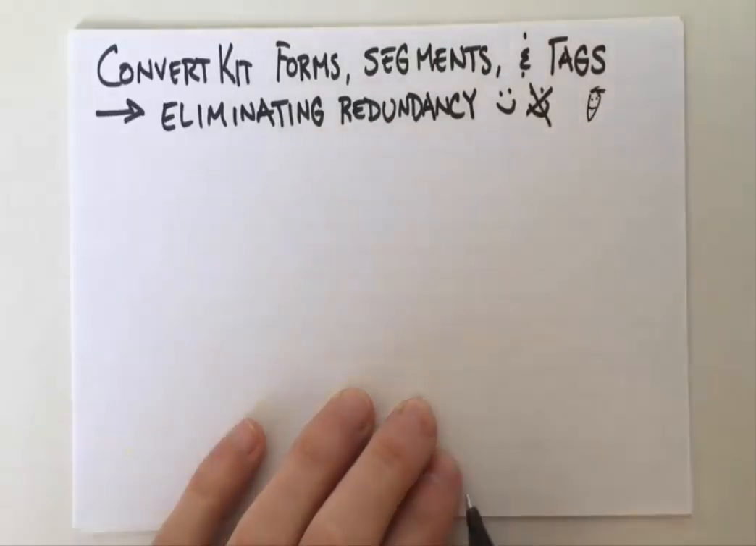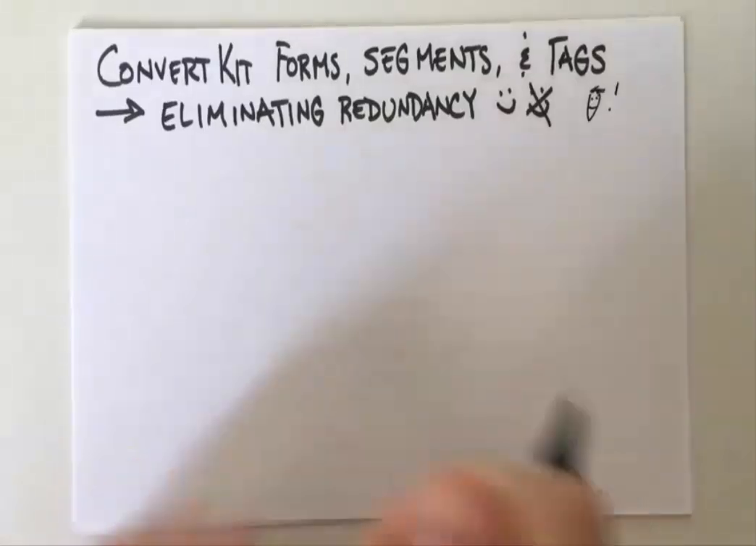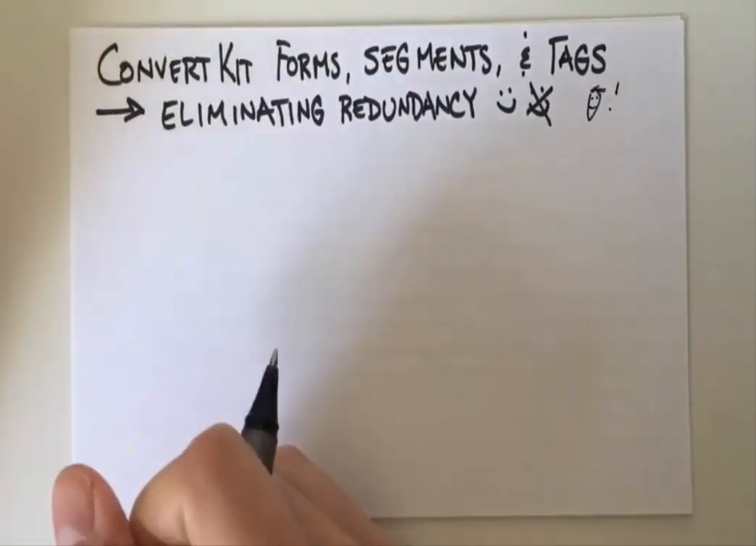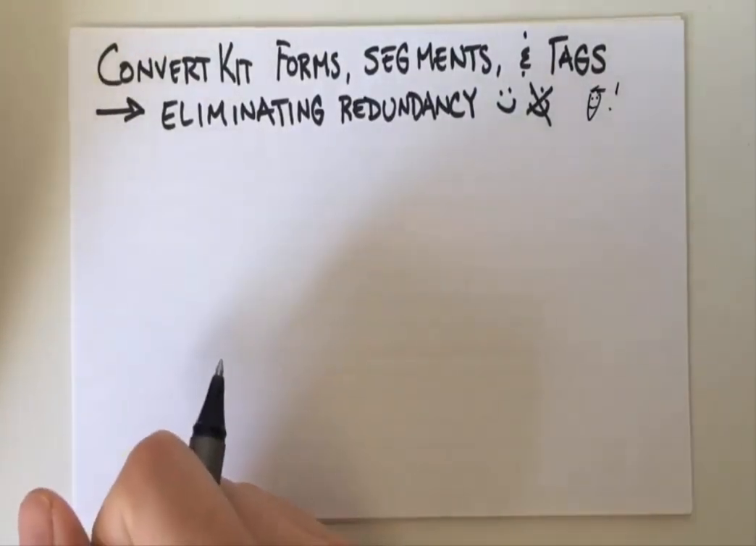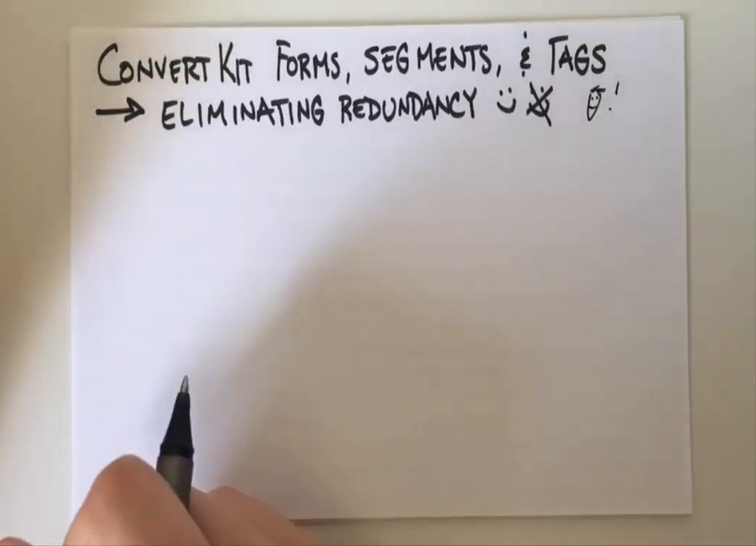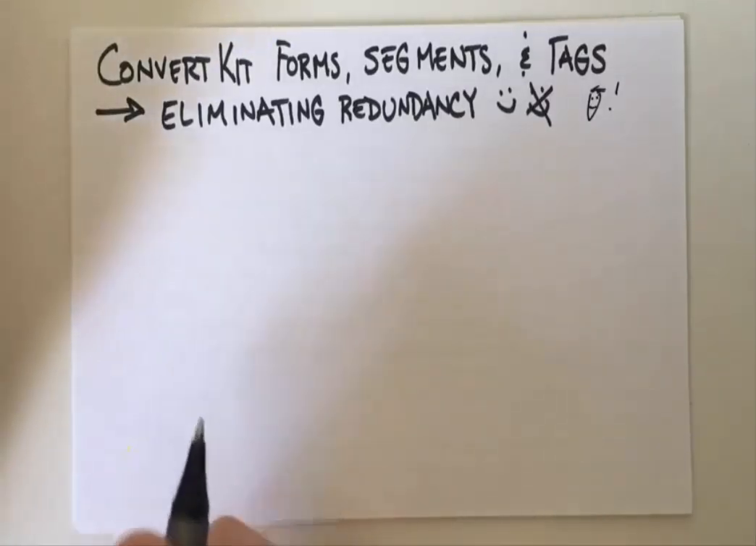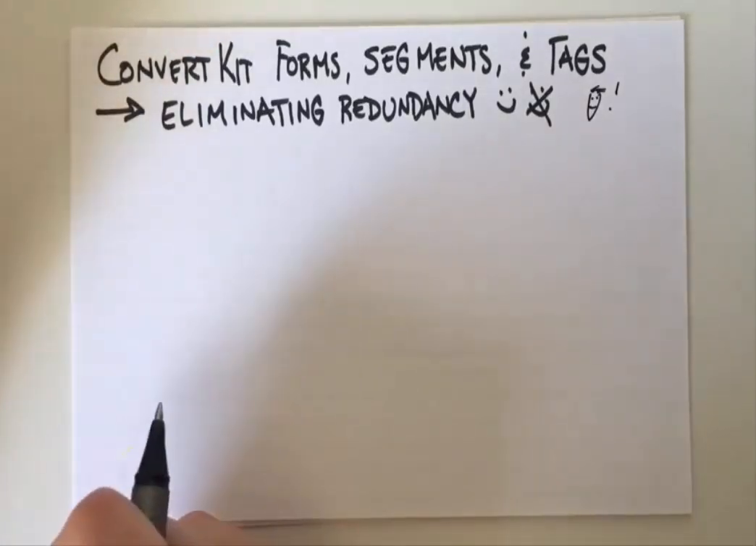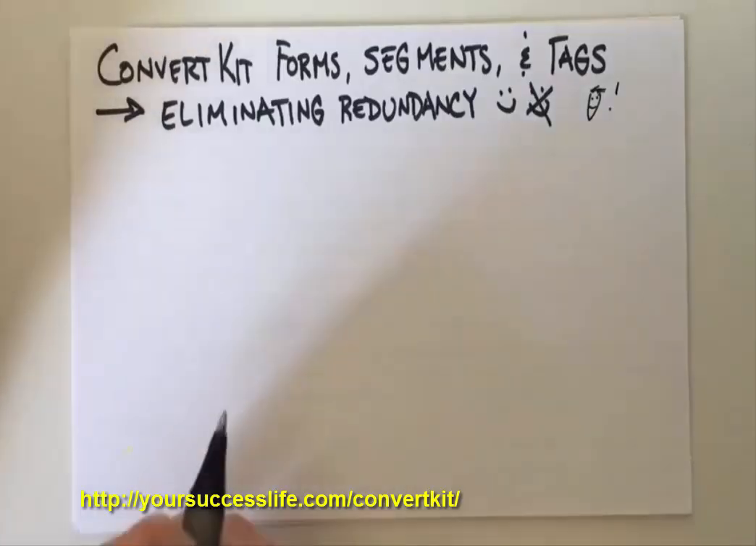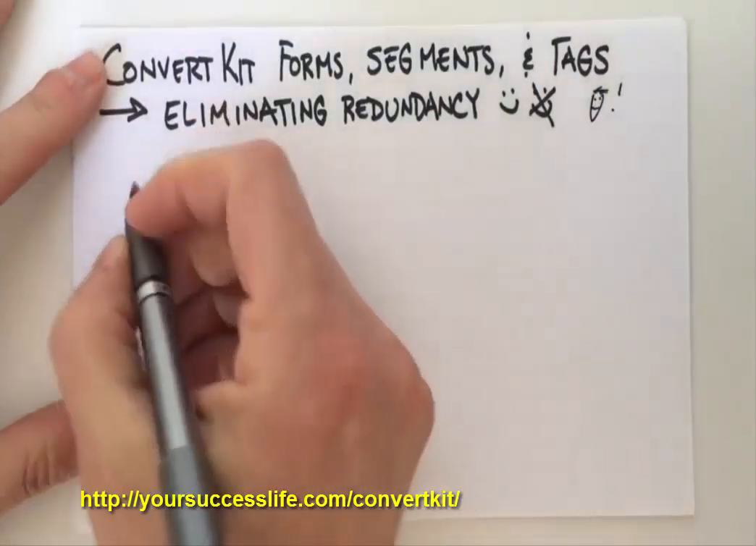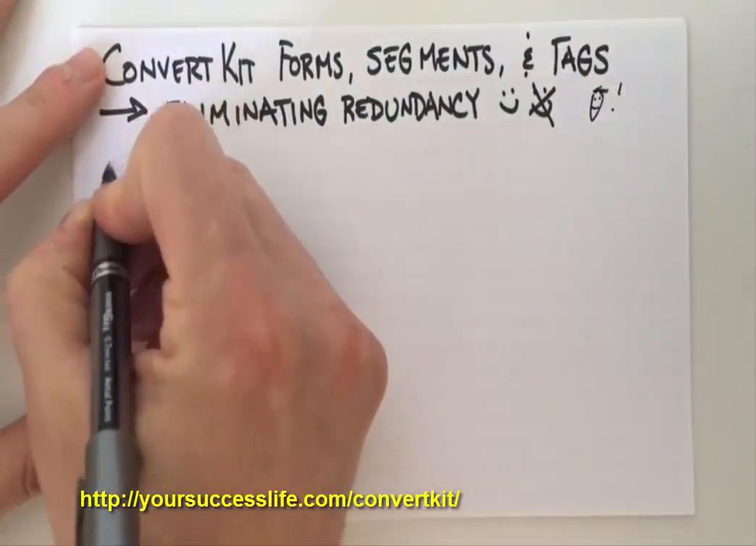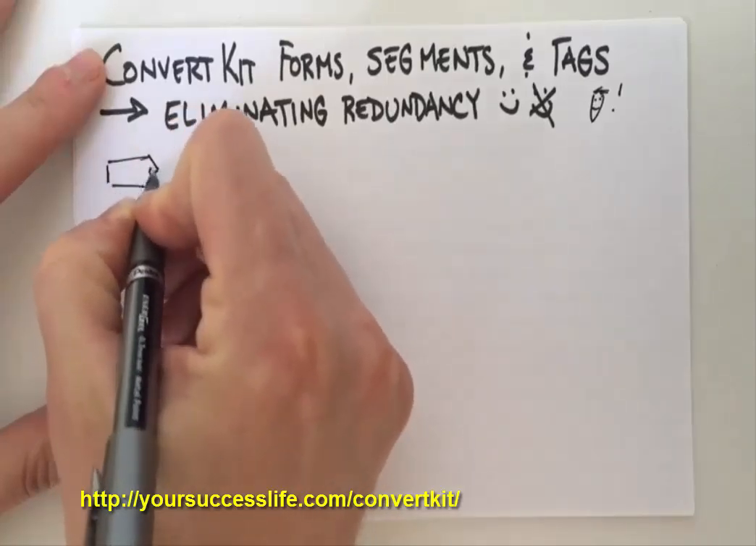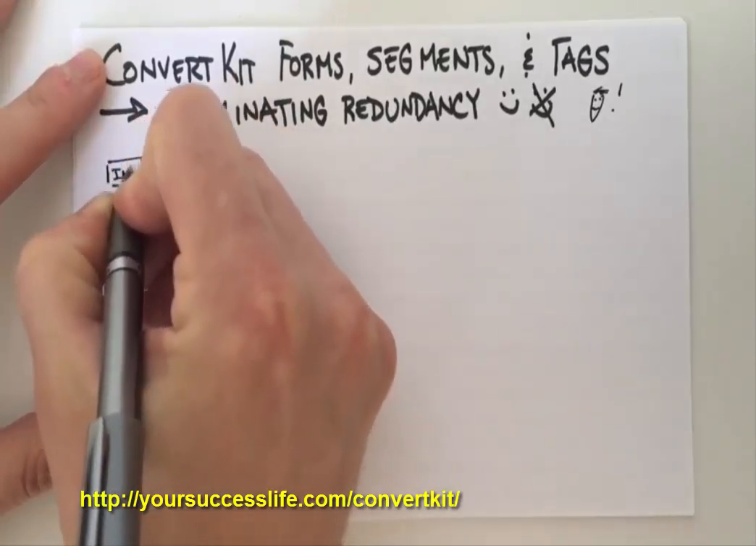Just wanted to make this quick video for you and tell you about something that I see happen a lot with new ConvertKit customers, and it's understanding the difference between forms, segments, tags, and especially eliminating redundancy where you don't need to have that. So for example, one of the biggest ones that I see is, say you import people from another provider, so you have a tag of people that have been imported.